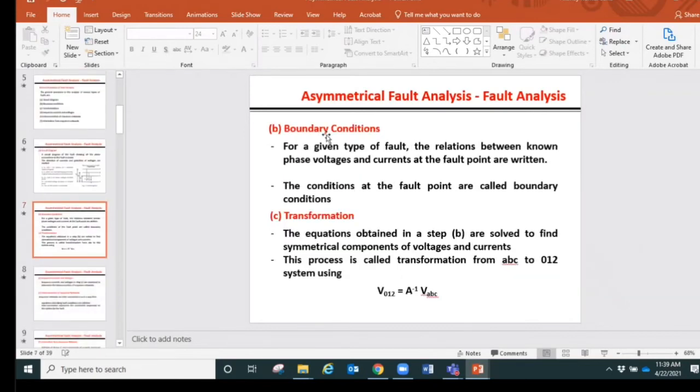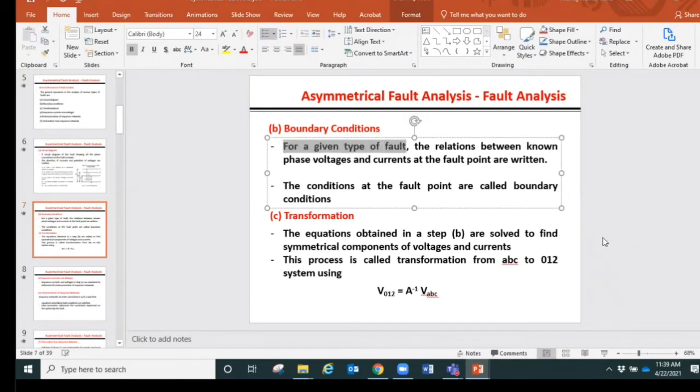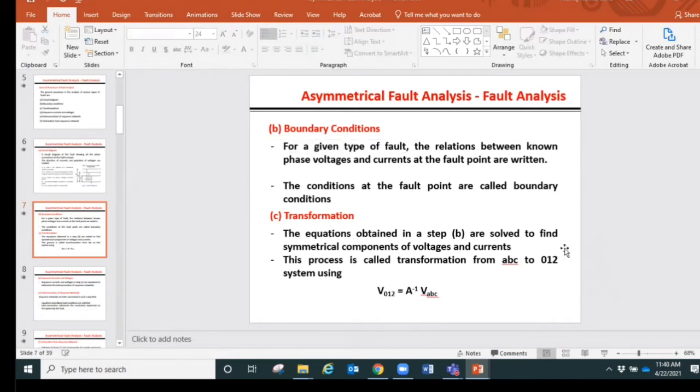The secondary task, like I mentioned, the boundary condition. So for any given type of fault, when we are going to write the boundary conditions, meaning the equations of voltages and currents, then we'll need to consider the type of fault. Is it a single line to ground fault, or is it a double line fault, or is it a double line to ground fault, or is it a three-phase fault, or is it a three-phase to ground fault? So we call them boundary equations considering the type of fault happening.